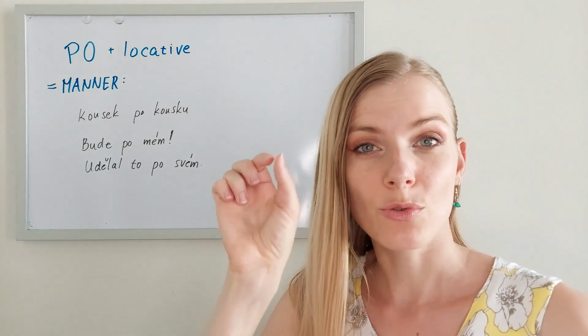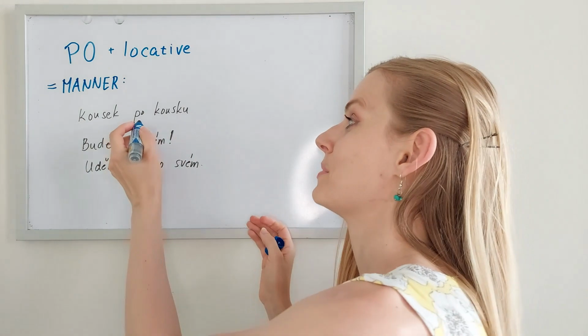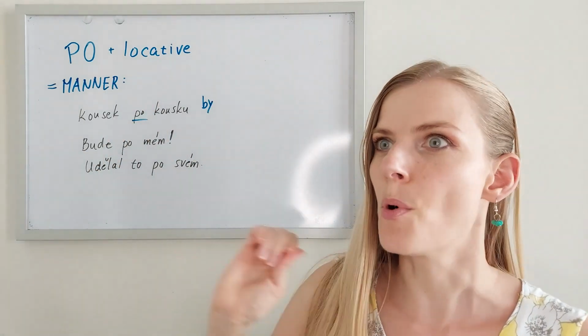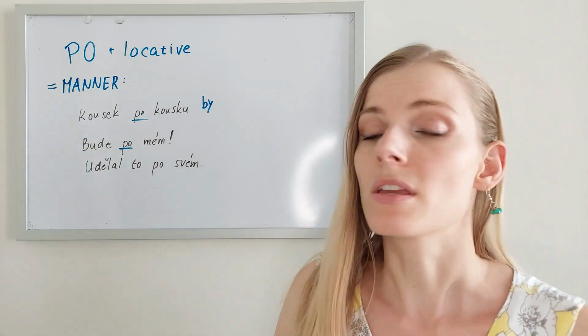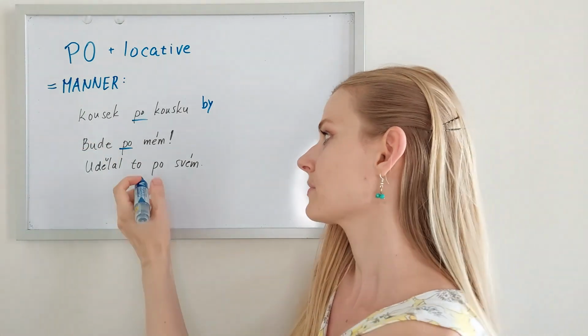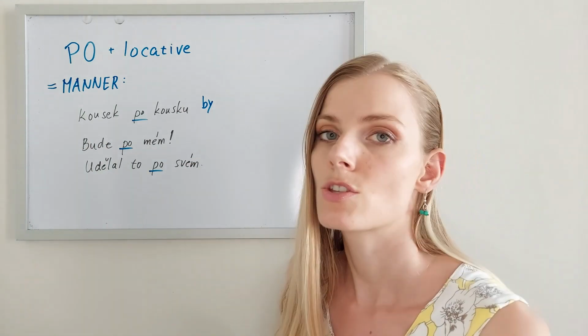Kousek po kousku, bit by bit, or piece by piece. Or a phrase, bude po mém. Bude po mém means it will be done my way. Udělal to po svém. He did it his way, his own way.